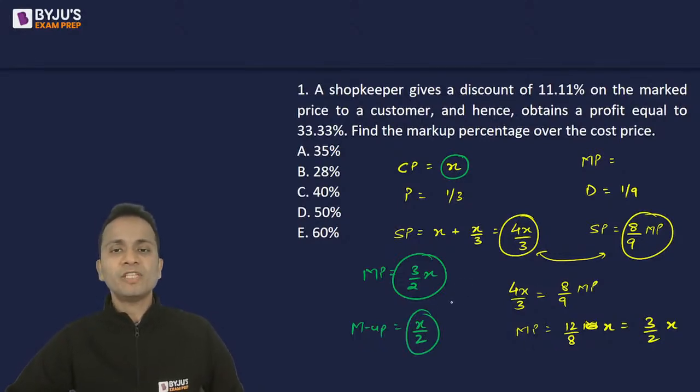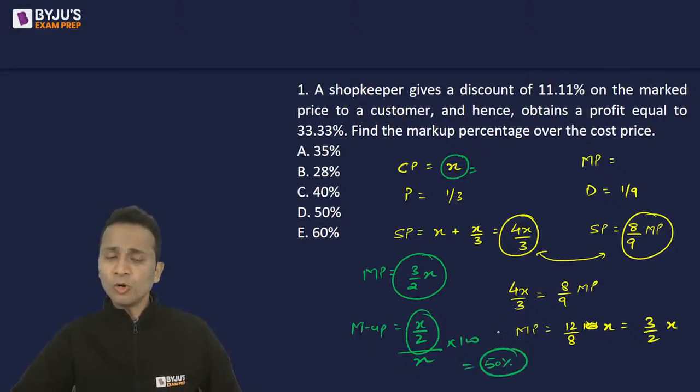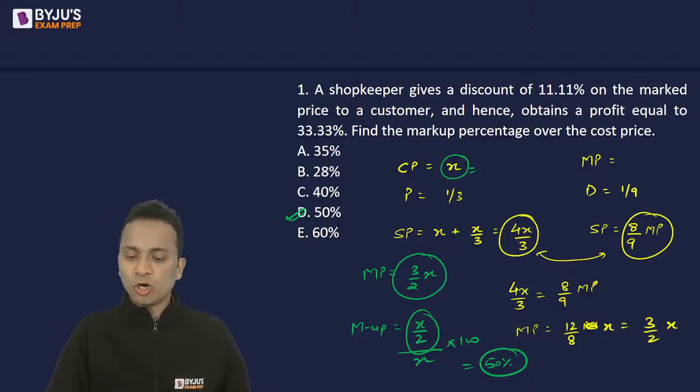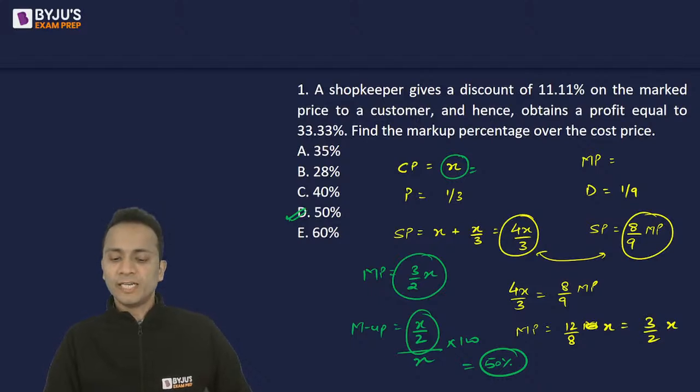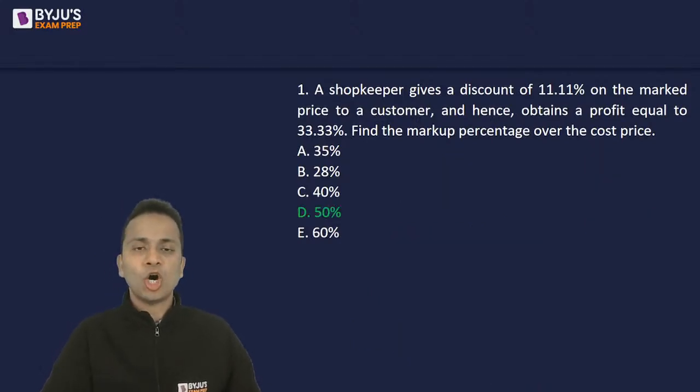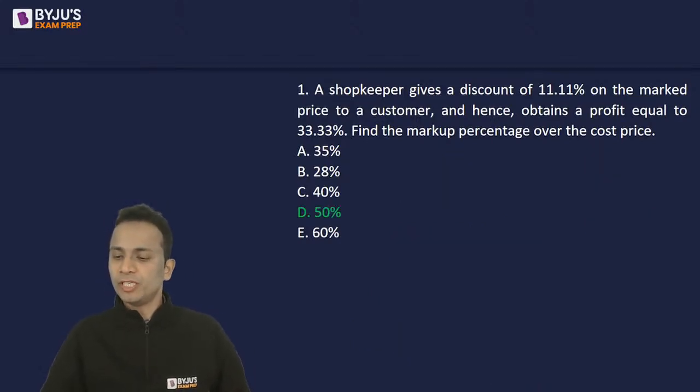So half of the X is the markup. So markup percentage will be markup value divided by cost price into 100 and that comes out to be 50 percentage. Okay, so 50 percentage, that is option D is the correct answer of question number 1. Now, all four of you, Aditya, Shreyansh, Prathmesh, and Gaurav, all four of you have given a correct answer. So, correct answer is option D, that is 50 percentage.